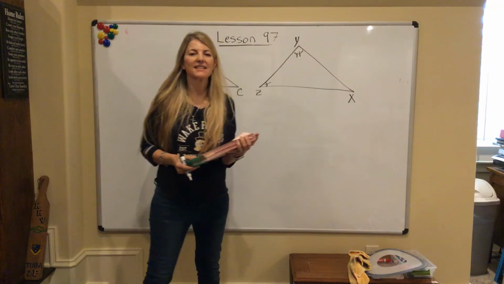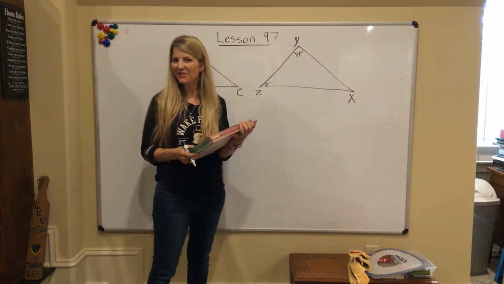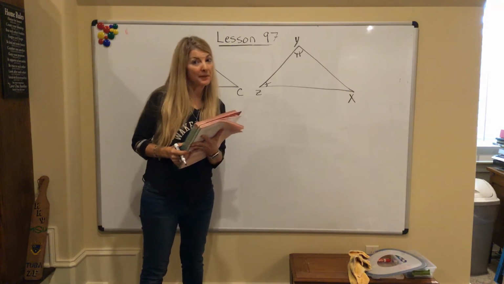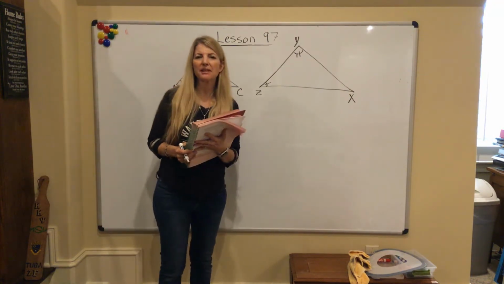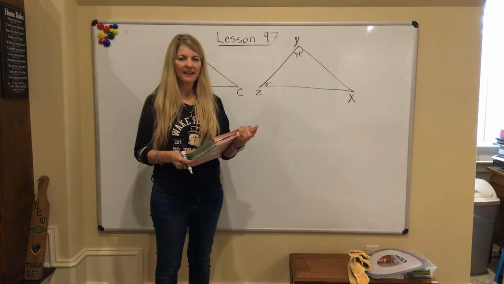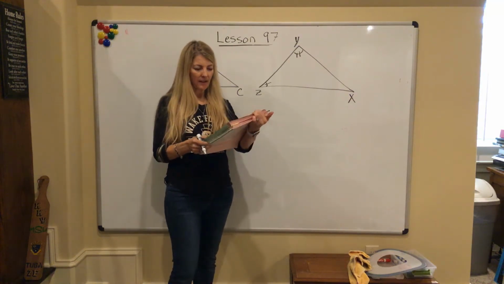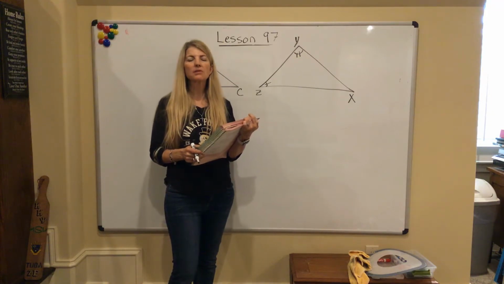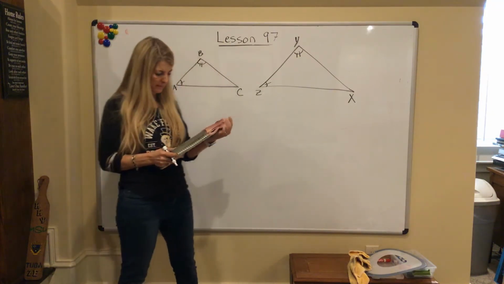Okay guys, this is lesson 97, last lesson for the week, and I promise I will get better at doing these, and you'll probably get better also at navigating through all this as the weeks go on. Okay, this lesson is on similar triangles and a concept called indirect measure.